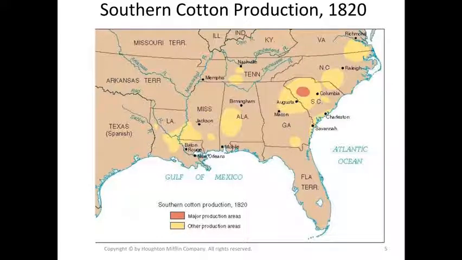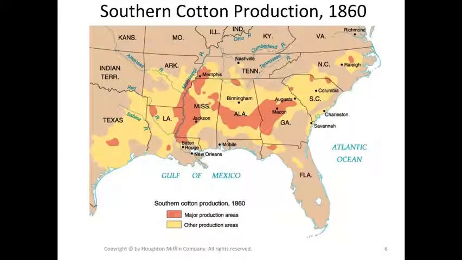If we click to the next slide, you can see that 40 years later, by 1860, which is during the Civil War, cotton is extremely expansive. It expands from South Carolina to parts of North Carolina, with extremely major production areas in Georgia, Alabama, and Mississippi, particularly along the Delta and the Mississippi River, and parts of Louisiana, Tennessee, and Texas as well. So it goes from a major production area in just South Carolina to expanding throughout the South.